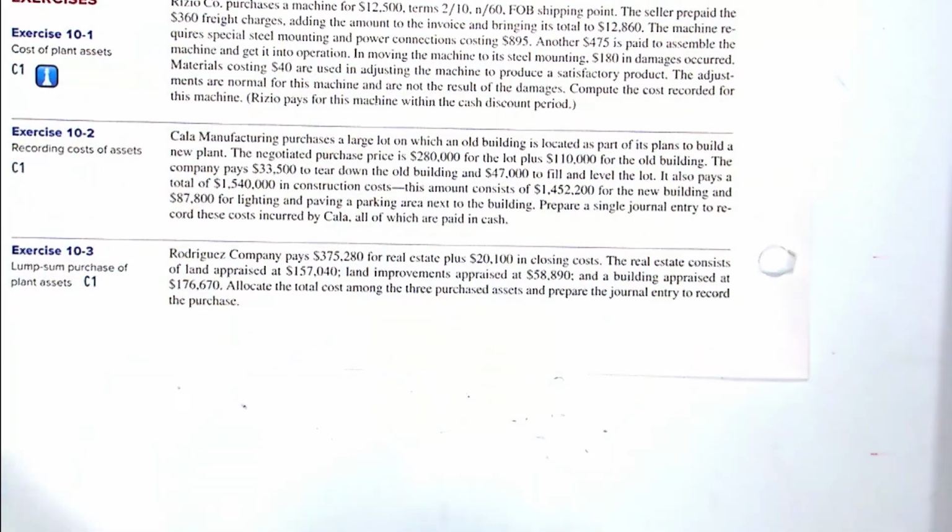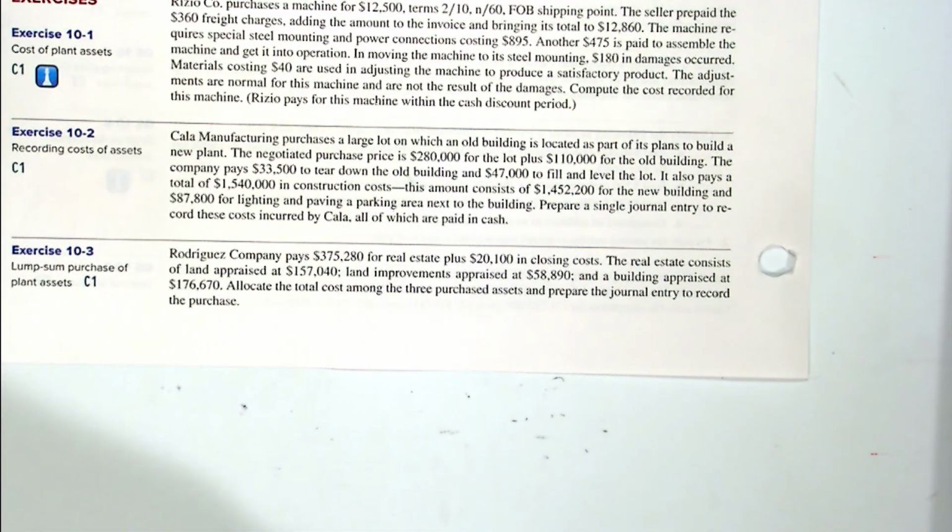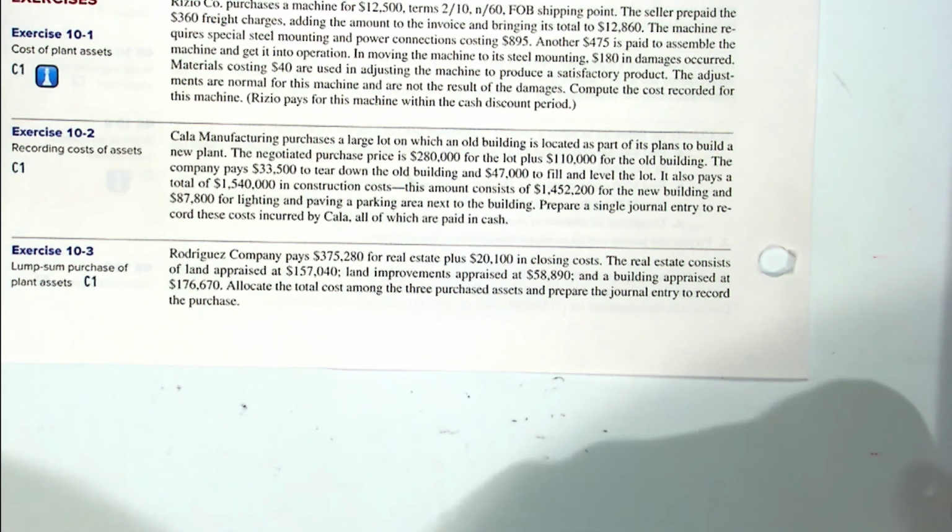Rodriguez Company pays $375,280 for real estate plus $20,100 in closing costs. Those $20,100 in closing costs are just those ancillary charges and fees that you have to pay your realtor. They're normal and expected costs of acquiring real estate, so we'll capitalize those amounts. The real estate consists of land appraised at $157,040, land improvements appraised at $58,890, and a building appraised at $176,670. Allocate the total cost amongst the three purchased assets and prepare the journal entry to record the purchase.